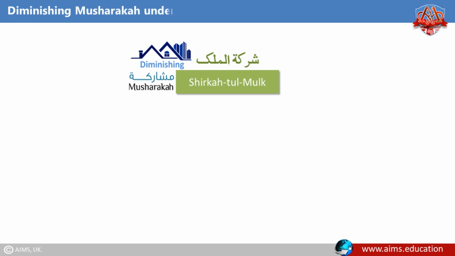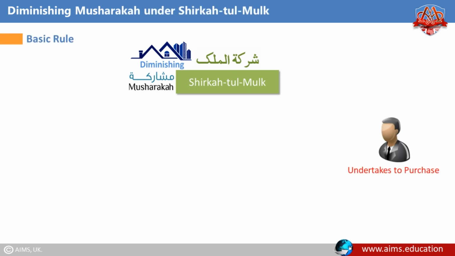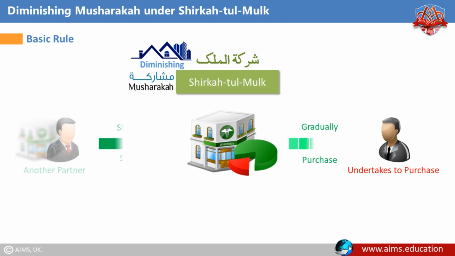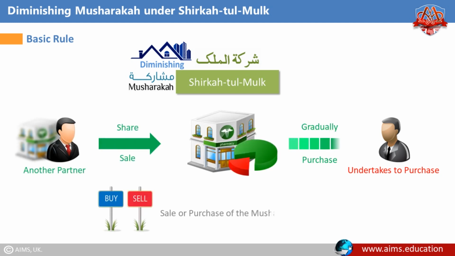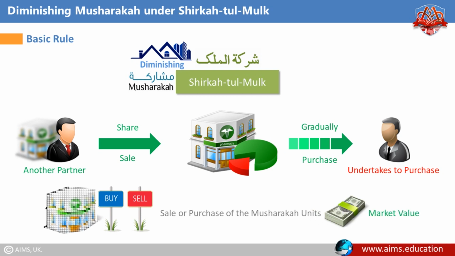Diminishing musharakah under Shirkatul Mulk. Basic rule: if one of the partners undertakes to purchase the share of another partner gradually, then the sale or purchase of the musharakah unit should be at market value, which is its key difference with the other type.